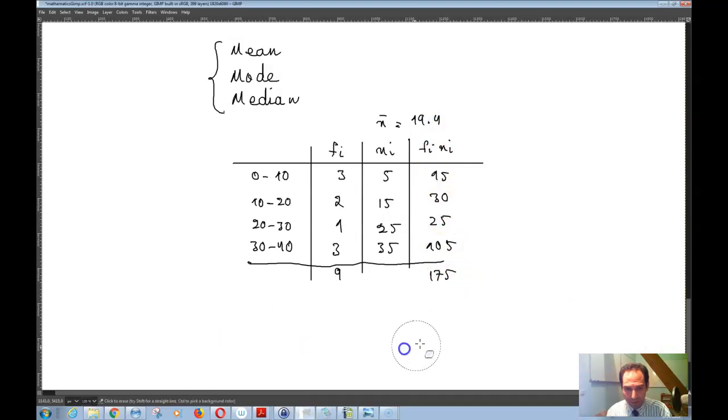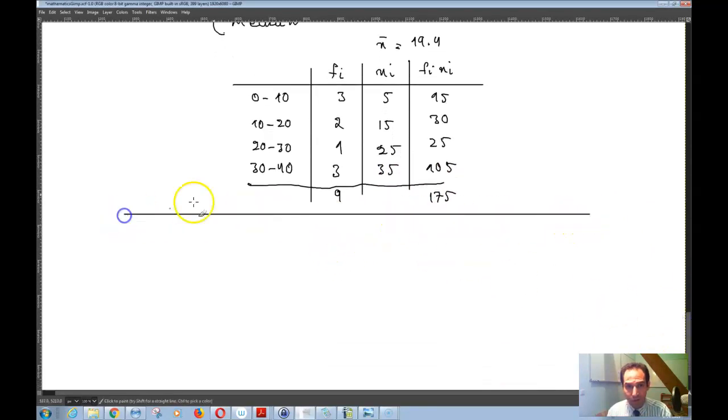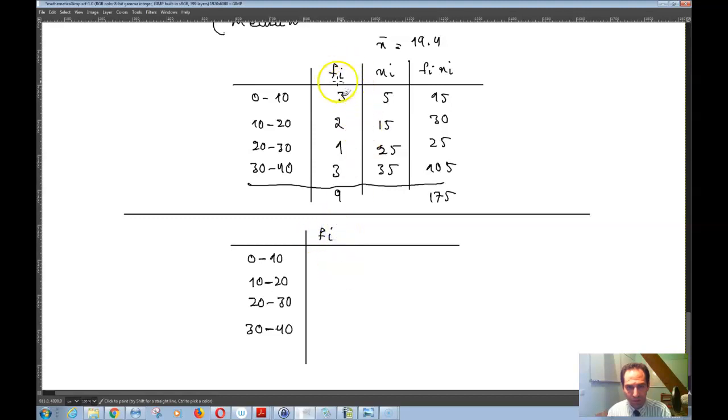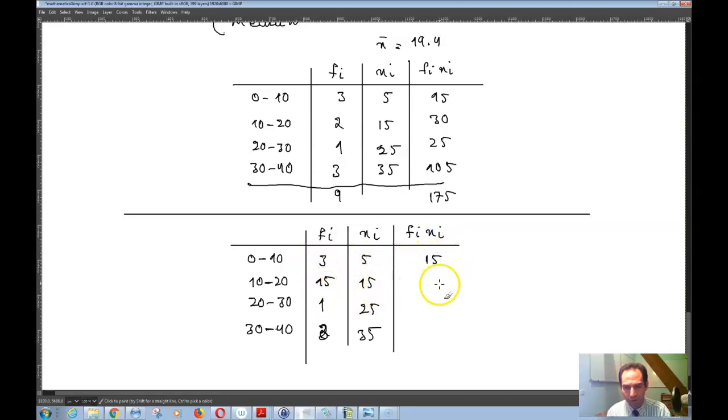Now, let's suppose that we have another set of data, with the same classes, 0 to 10, 10 to 20, 20 to 30, and 30 to 40. I use the same frequencies here, but all of a sudden I make this a 15, and then 1 and 2, and even make it a 3. My x of i values are the same: 5, 15, 25, and 35. And f of i times x of i would be equal to 15, 15 squared is 225, 25, and 3 times 35 is equal to 105.